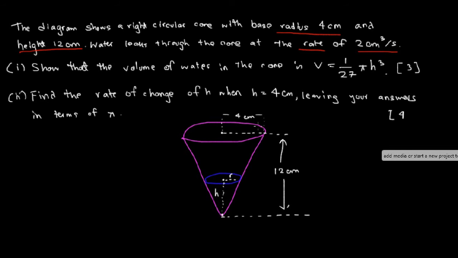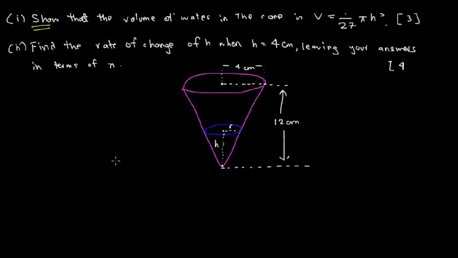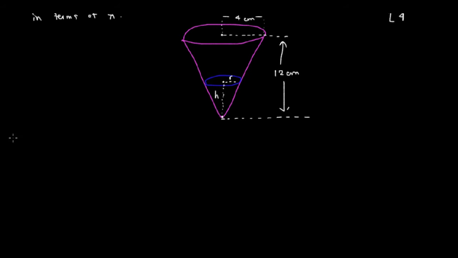So this is our diagram. Radius is 4, height is 12, that's the water. We have height h and radius r. Now we are told to show that the volume of water in the cone is that. So how do we do that? Well, we start off by applying the volume formula, which is 1 over 3 pi r squared h, something we all know from E-maths.